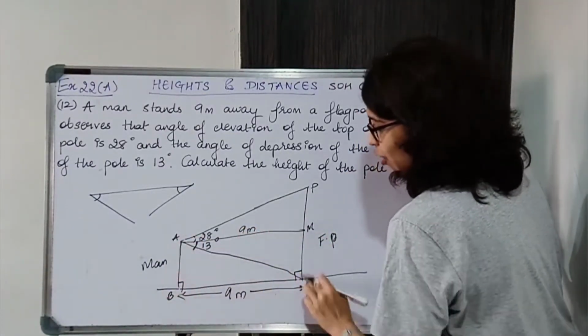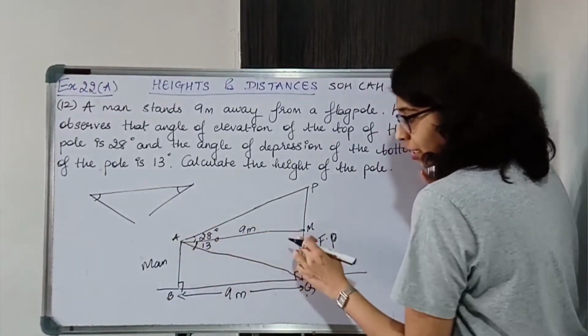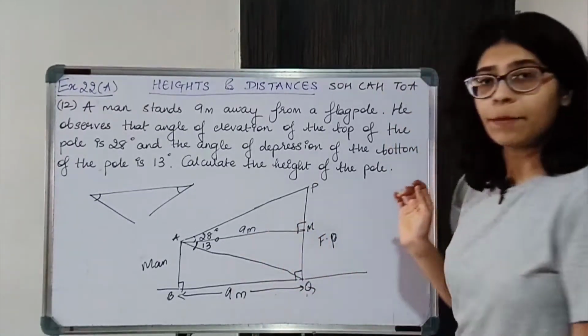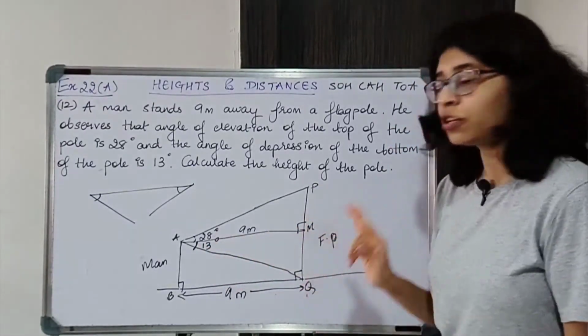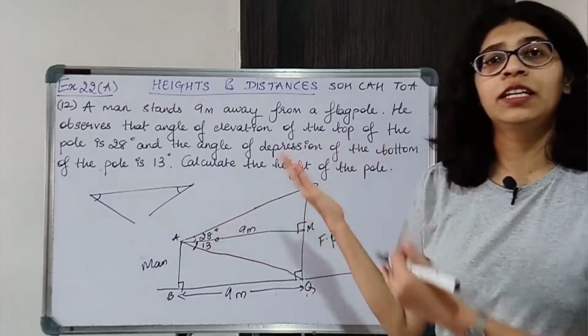Because ABQM will be a rectangle. Okay. This is a rectangle. ये horizontal है, ये perpendicular है. Okay. This will be perpendicular. AM is perpendicular to PQ. Okay. एक vertical line है, एक horizontal line है. So obviously they are perpendicular.